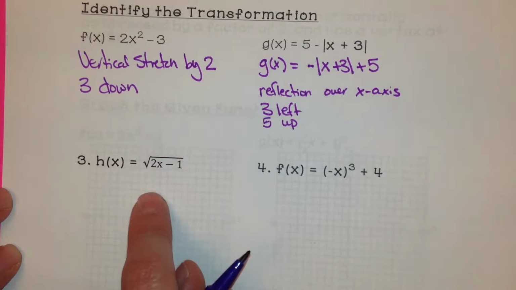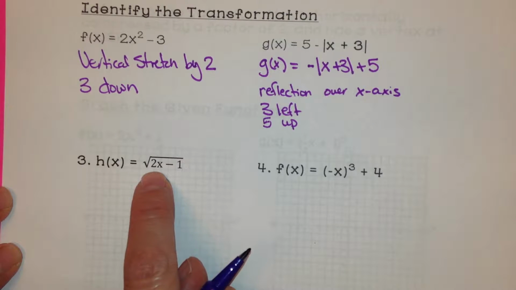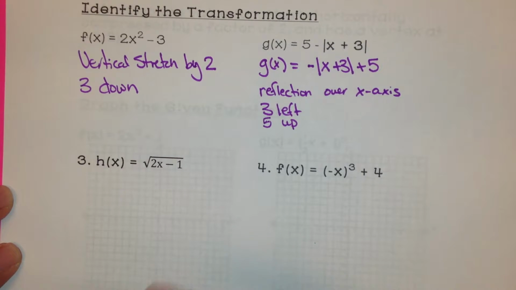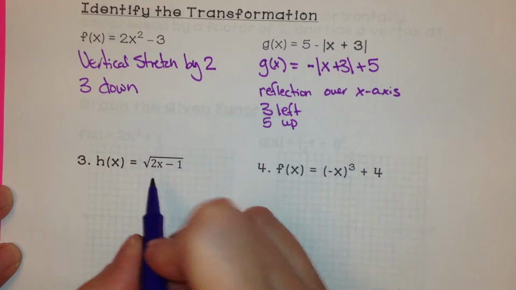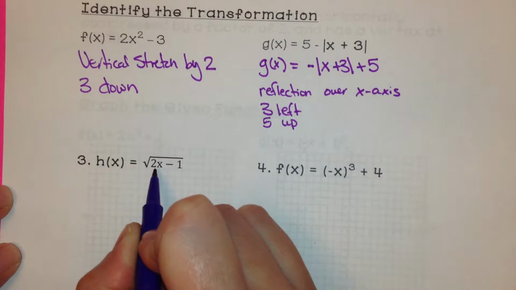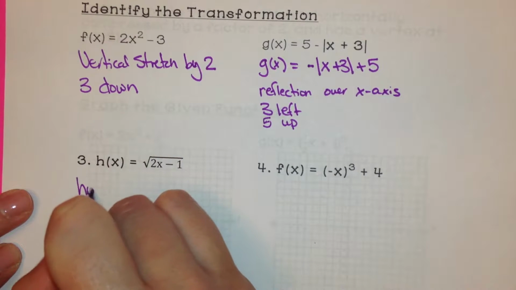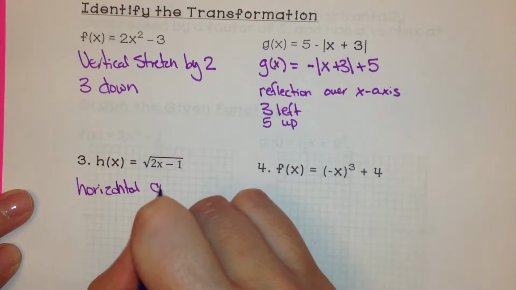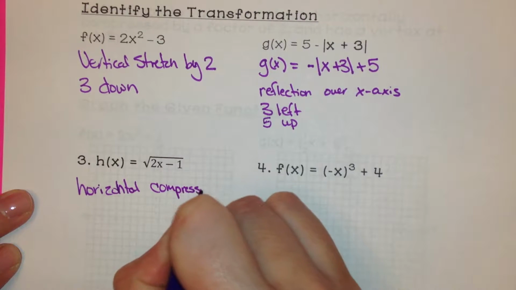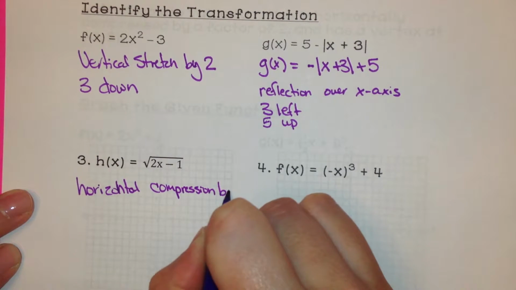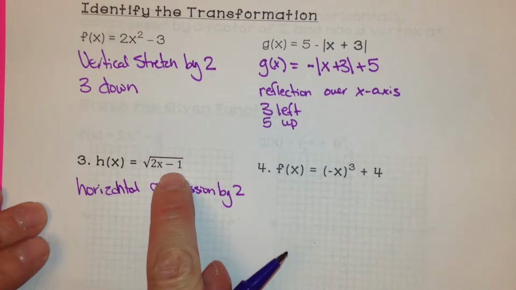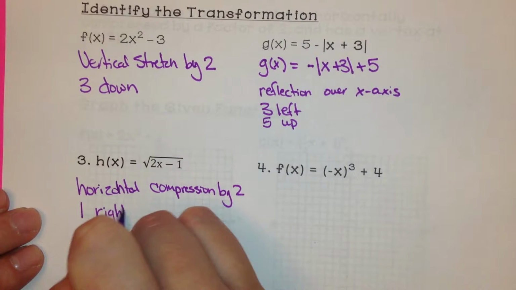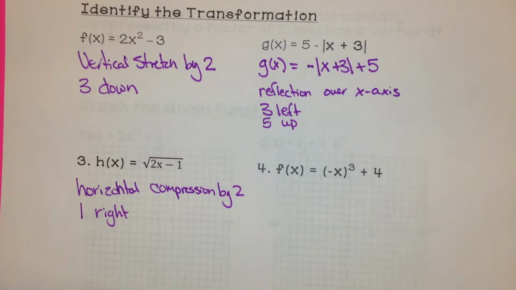All right, so we have the square root. So it's times 2 on the inside. So this is the horizontal dilation, and when it's multiplied by a number bigger than 1 on the inside, it's a compression. So horizontal compression by 2. And it's minus 1 underneath, and so that's moving it 1 right. So that starting point would be move 1 to the right.